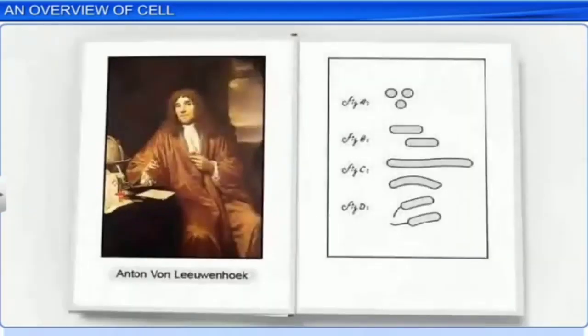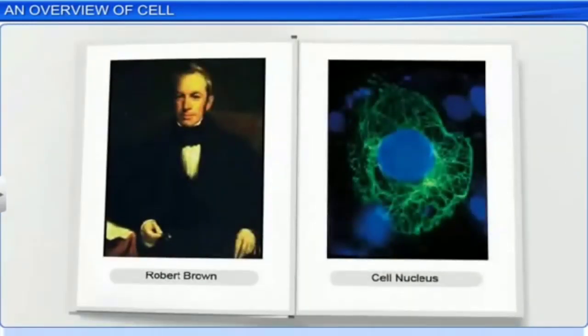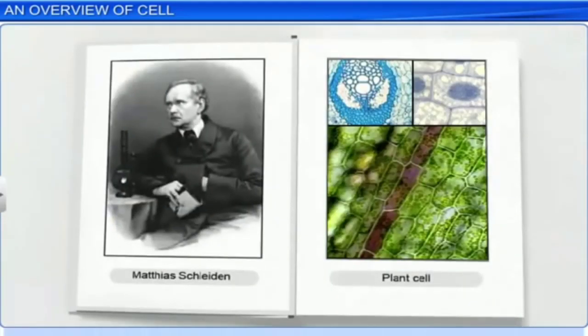Anton van Leeuwenhoek, an amateur Dutch scientist, is credited as the first person to see and describe living cells. Later, Robert Brown expanded on Leeuwenhoek's studies and pointed to the presence of a cell nucleus. In 1838, German botanist Matthias Schleiden examined numerous plant species and concluded that plants have different types of cells which form plant tissues.